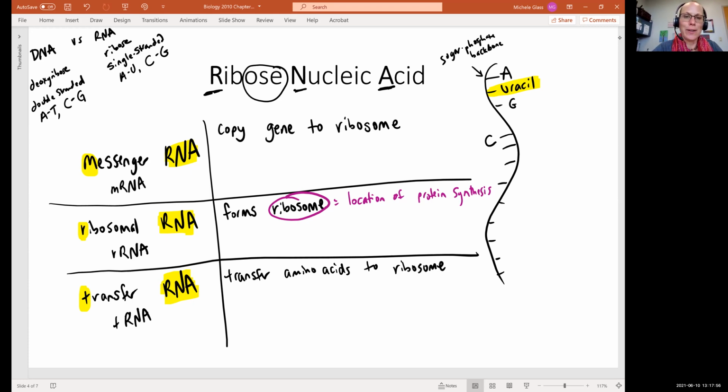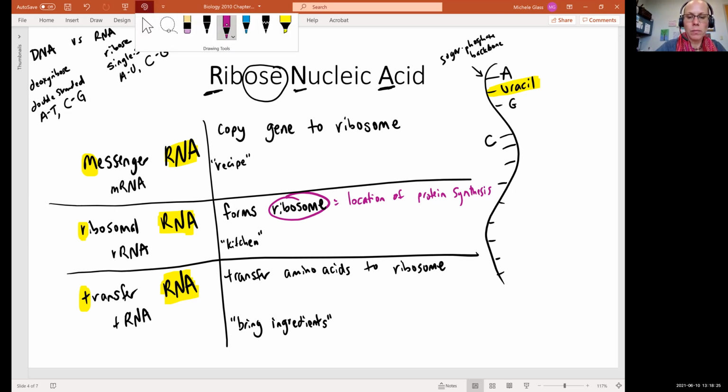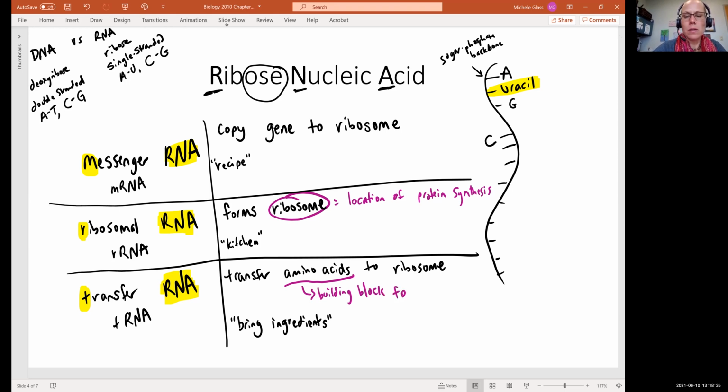I like to use this analogy of cooking, right? And so the messenger RNA is like the recipe. The ribosomal RNA serves as like the kitchen. And then the transfer RNA is going to bring ingredients. Where remember, the amino acid is the building block or the monomer for proteins. It's part of that basic primary structure of a protein.